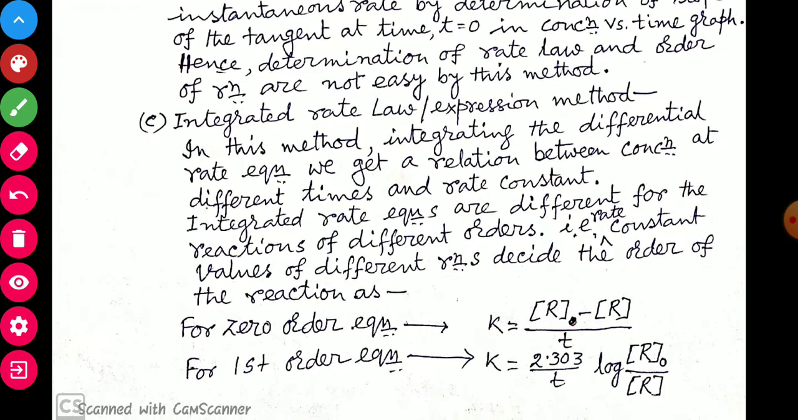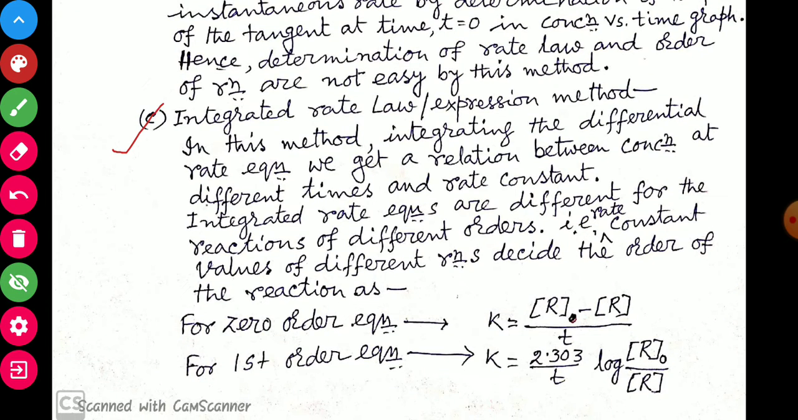Integrated rate law or expression method. In this method, integrating the differential rate equation, we get a relation between concentration at different times and rate constant. Integrated rate equations are different for reactions of different orders. That is, the rate constant values of different reactions decide the order of the reactions. For zero order, k equal to [R]0 minus [R] by t. For first order, k equal to 2.303 by t log [R]0 by [R].